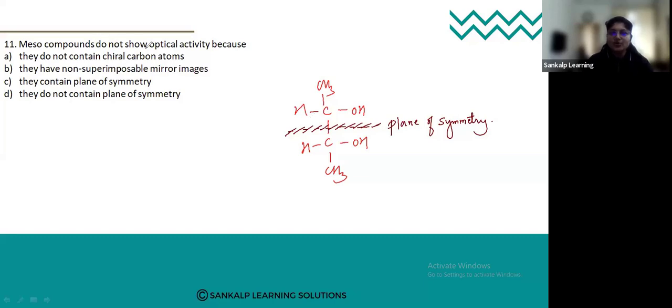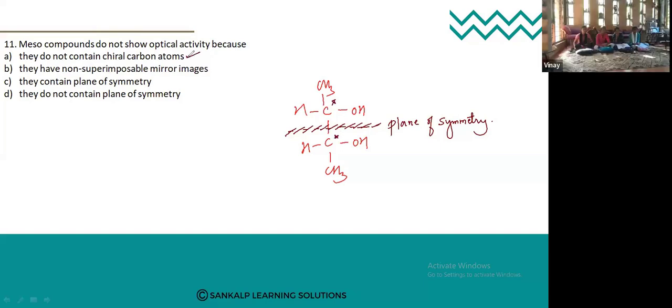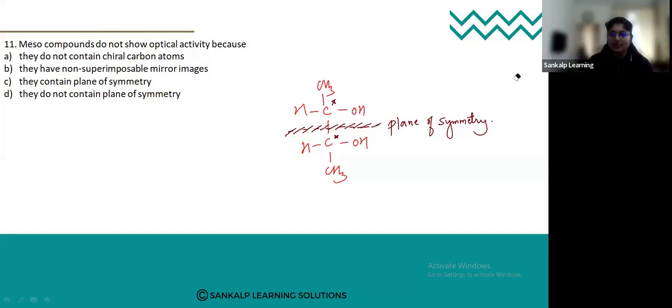So do meso compounds not show optical activity because they do not contain chiral carbon atoms? They have chiral carbon atoms, right? Here you can see they have chiral carbon atoms. So this is not a correct option. They asked why they do not show optical activity. Meso compounds do have non-superimposable mirror images.